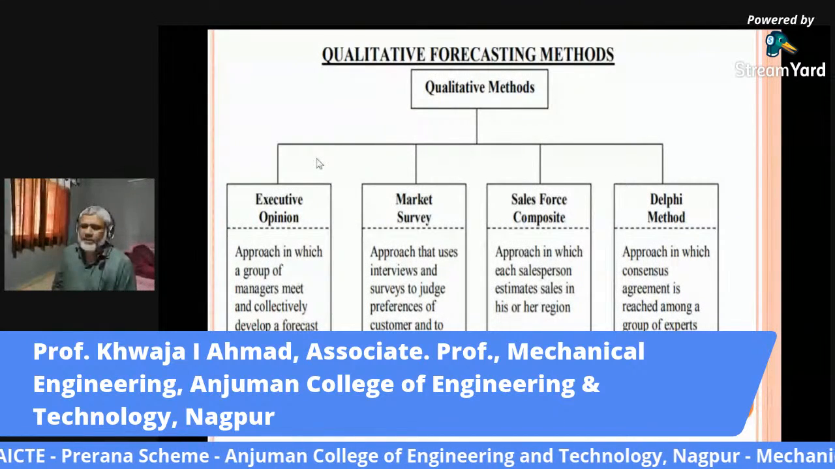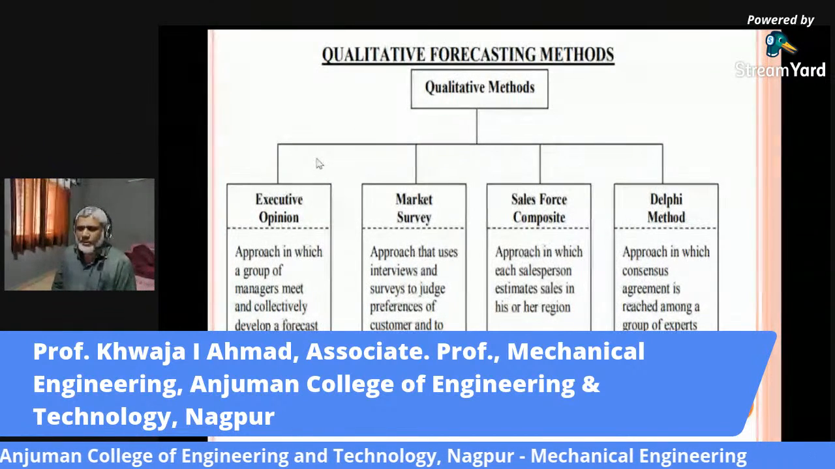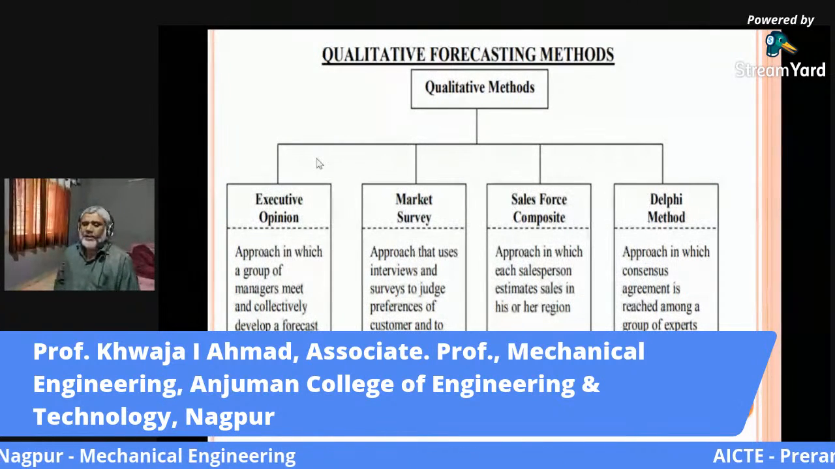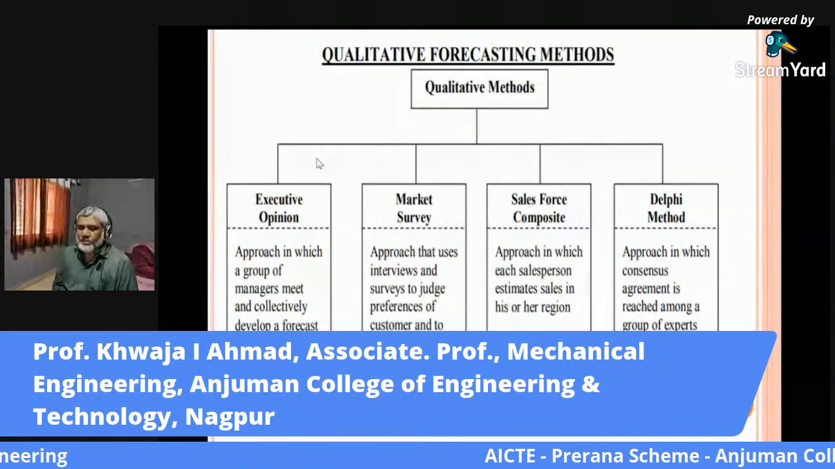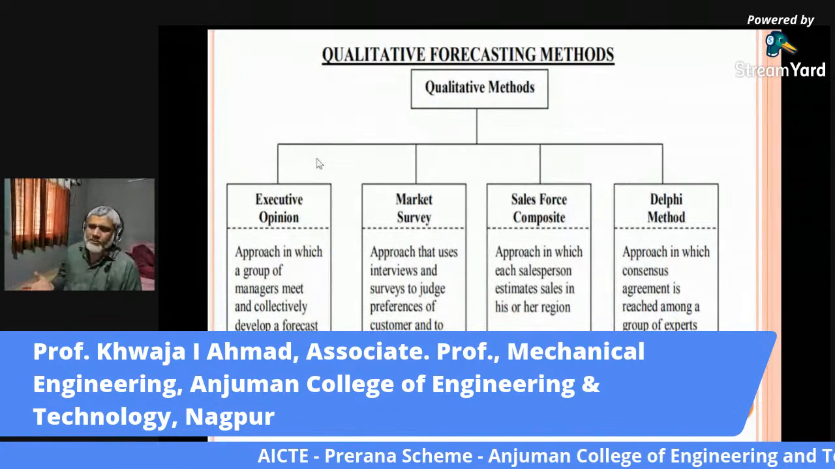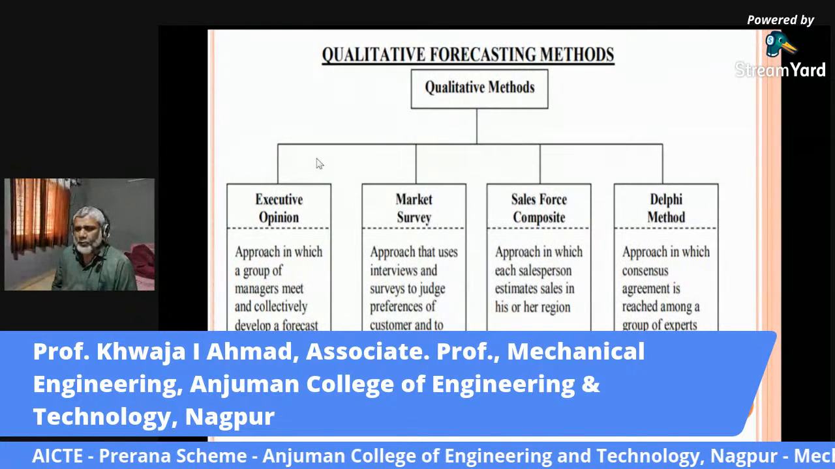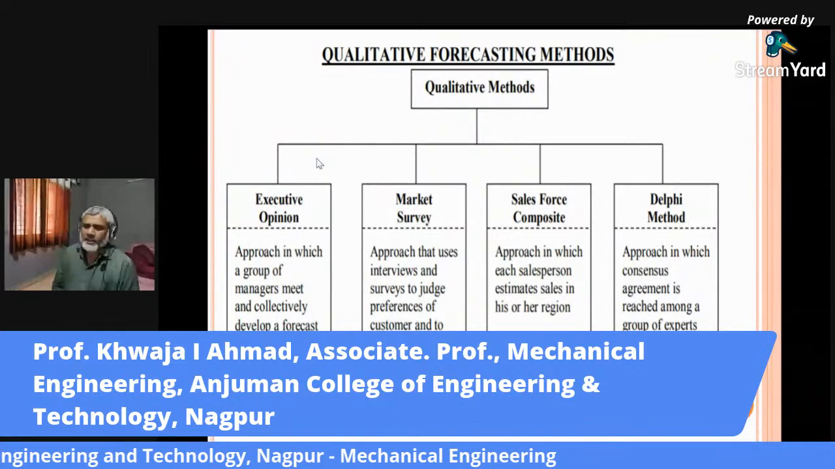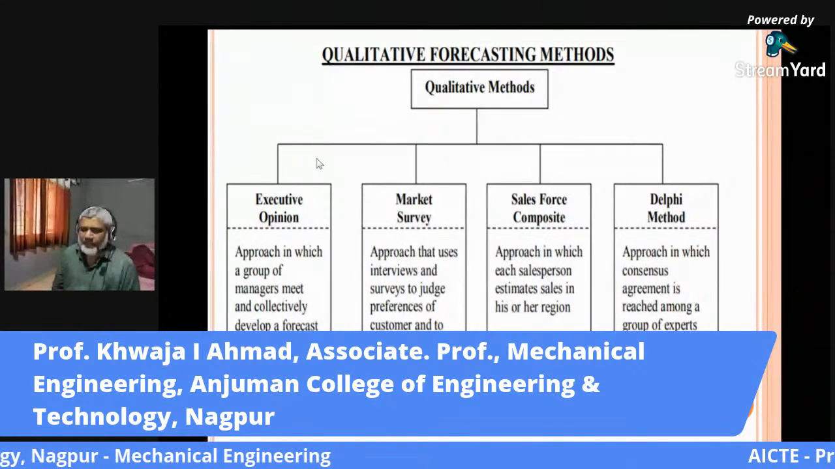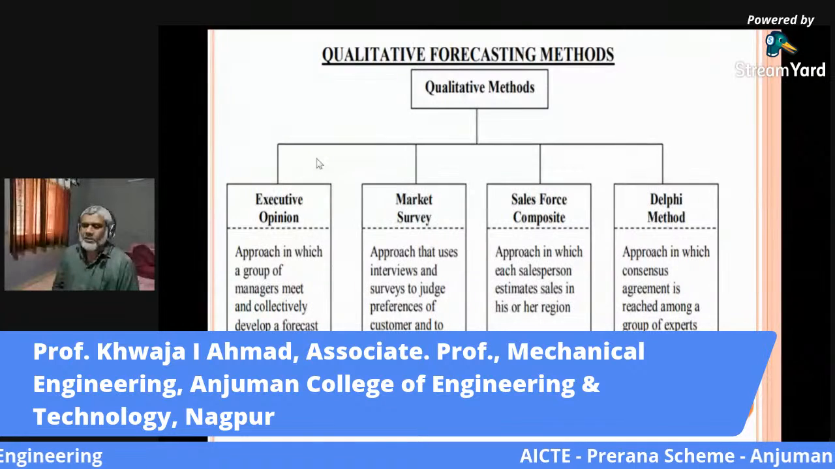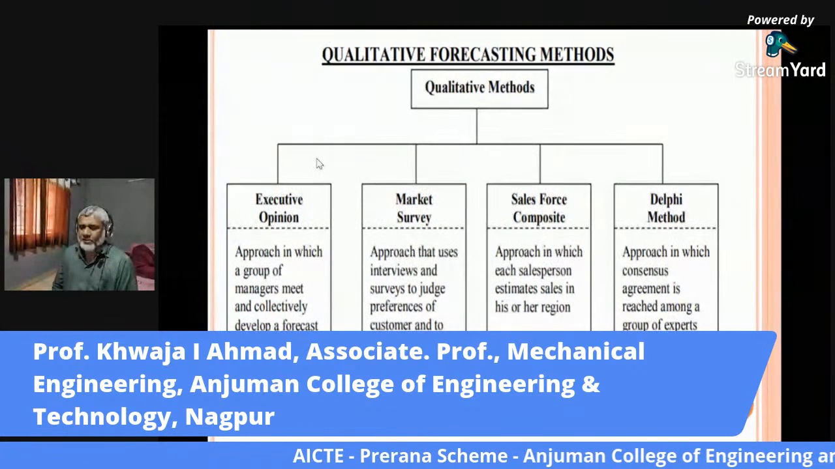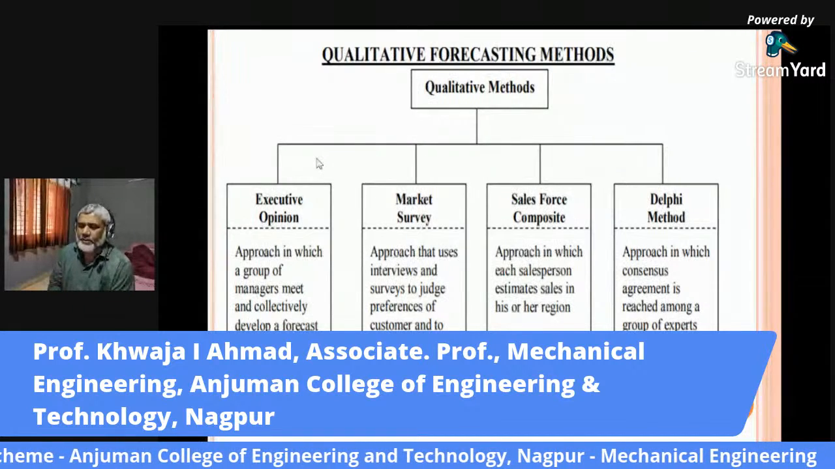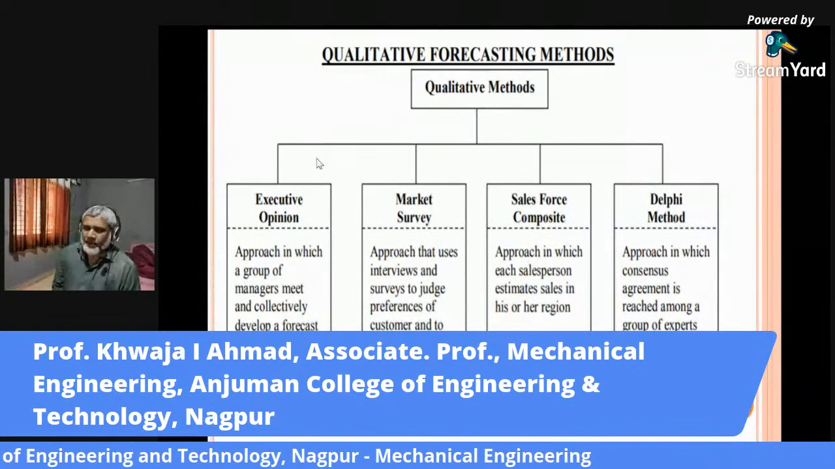Similarly, market survey is an approach that uses interviews and surveys to judge preference of customers and to assess the demand. Here a market survey form is distributed to the customer, then the customer sends the feedback to the company after purchasing or even without purchasing that company's product, and those feedbacks given by the customers are then analyzed, and after analysis, they are judged with the components the company is producing.